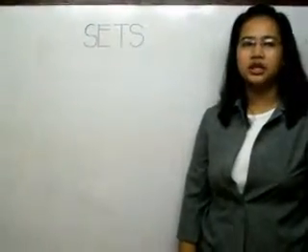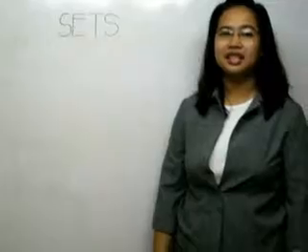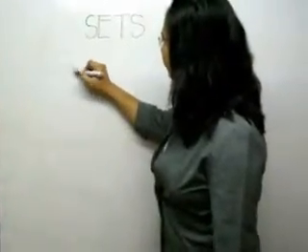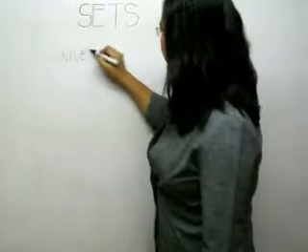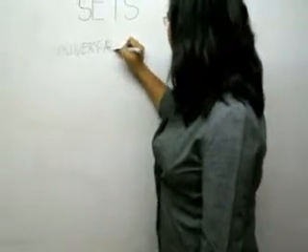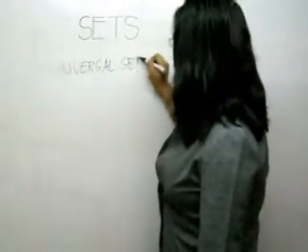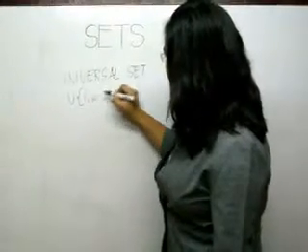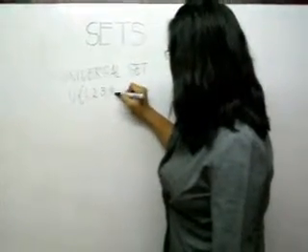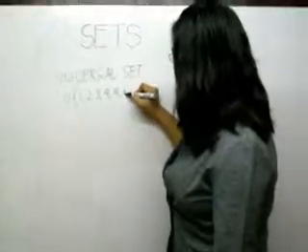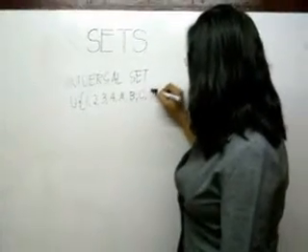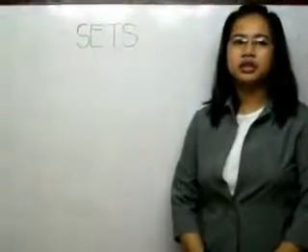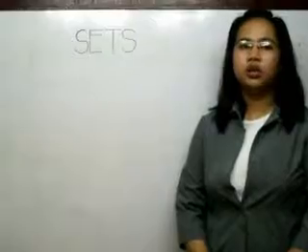The next kind of set is the universal set. It is the totality of elements under consideration. Let's take, for example, 1, 2, 3, 4, A, B, C, and D. Our next kind of set is the disjoint set, wherein there is no common element.